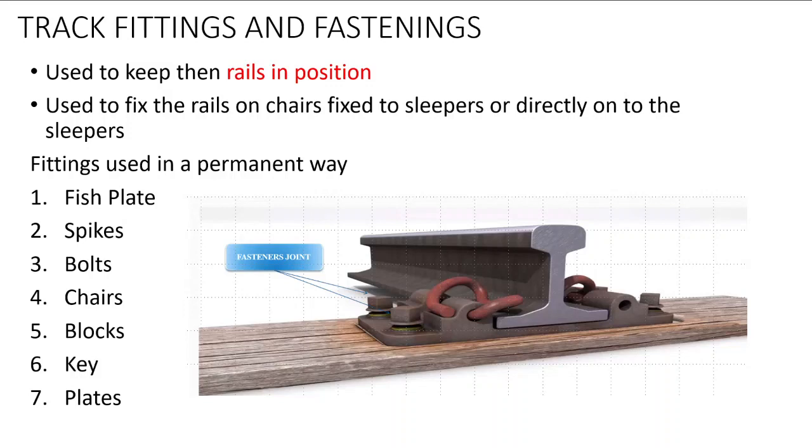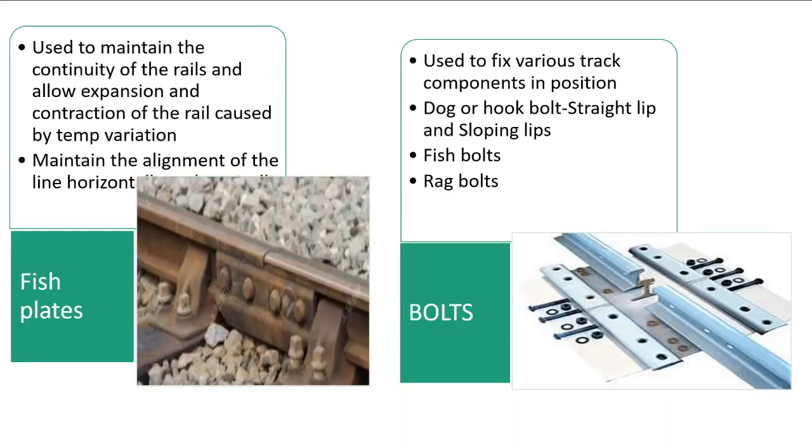So we will see one by one. What is a fish plate? Fish plates are used to maintain the continuity of the rails and allow expansion and contraction of the rail caused by the temperature variation.